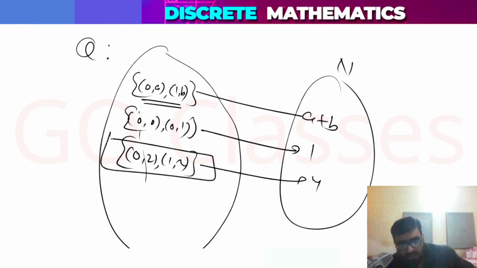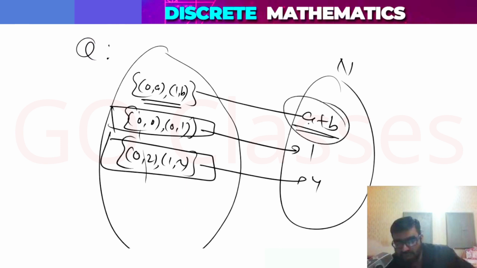So you can see every element is assigned to a unique element. And what is that unique element? That is a plus b. So this is okay, this is done. On the other side, what I can say is that to every number you have assigned a finite number of elements.